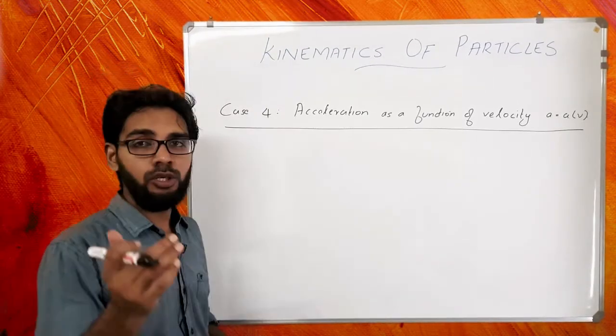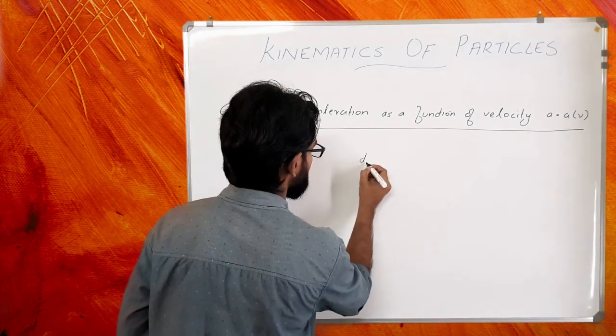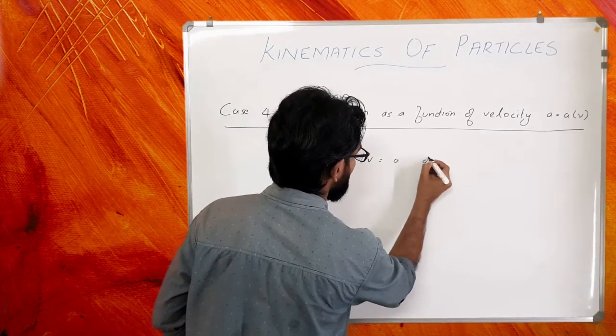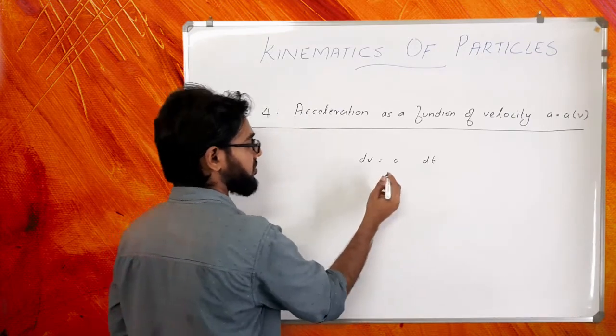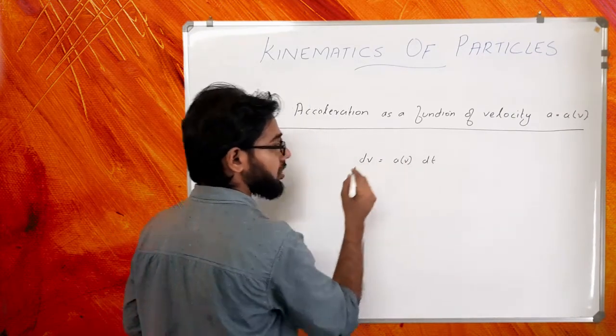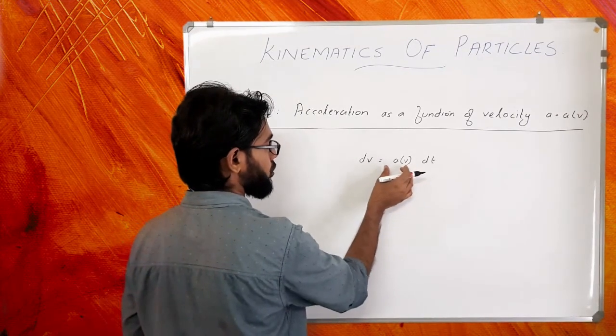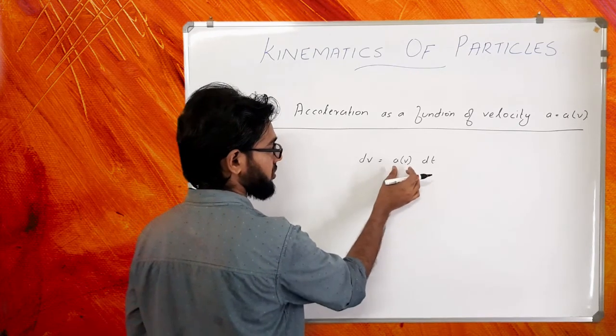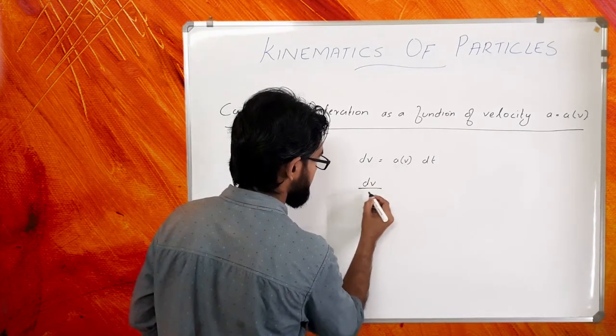We have the basic equation dv equals a into dt. Now here a is a function of velocity. If I bring this part to the denominator, since this is a function of velocity, I will bring it to the same side.